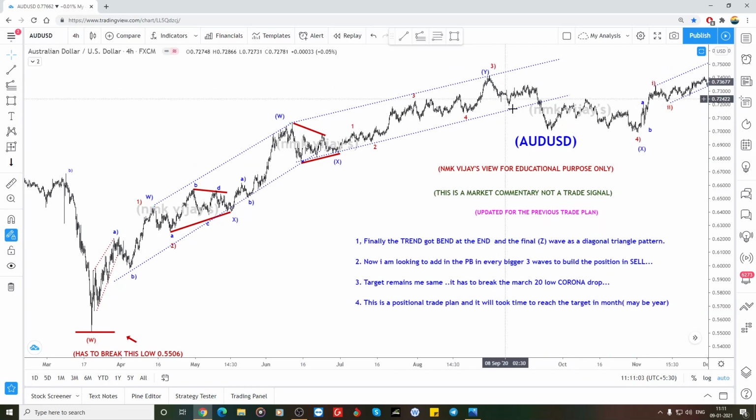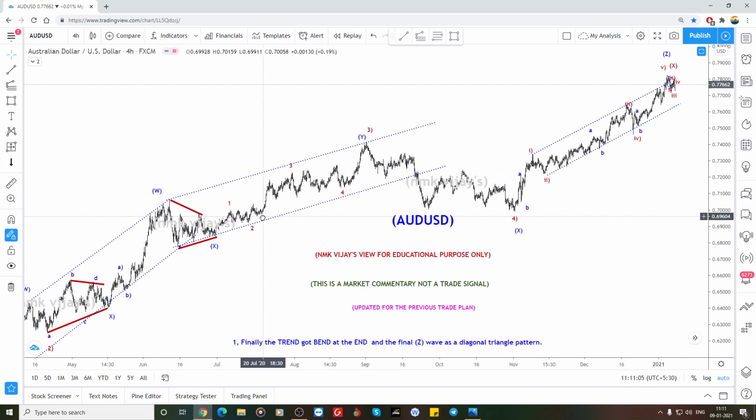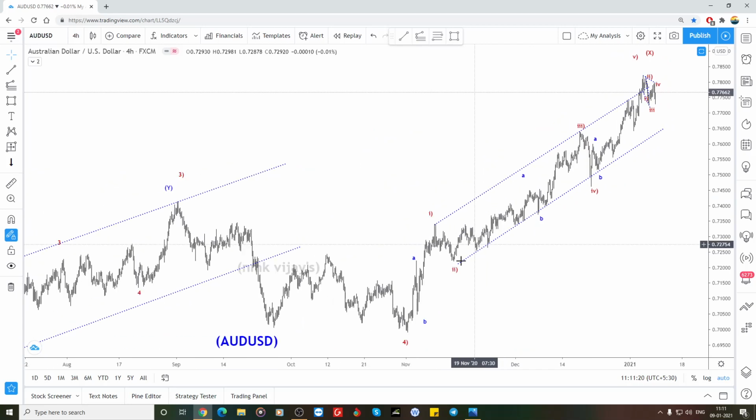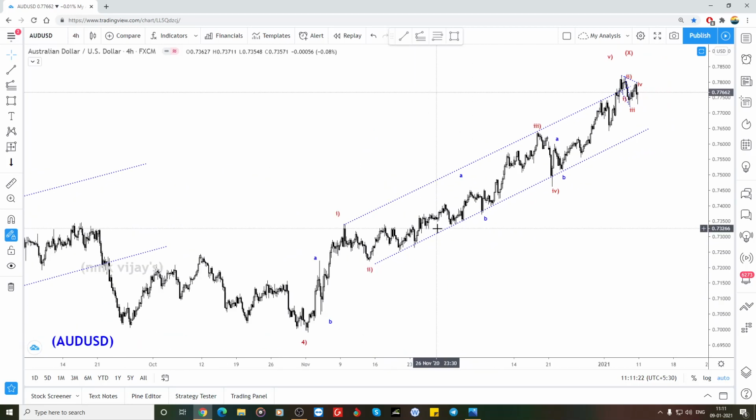From here I expected the downside, but what happened? It extended for that Z wave also. So this is a three-wave structure as an X, and it didn't break this low, so that is still valid. After that, this ABC is a diagonal triangle wave. So here it's a little bit of confusion for me because it's all three waves.